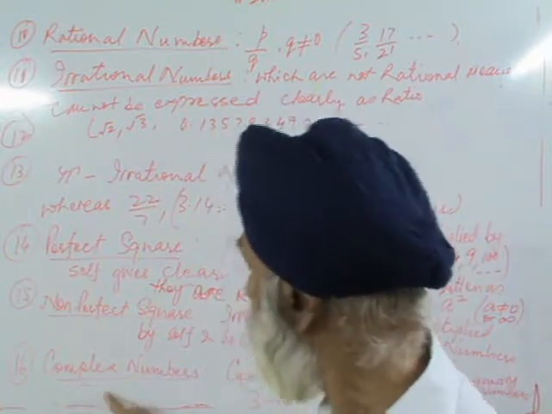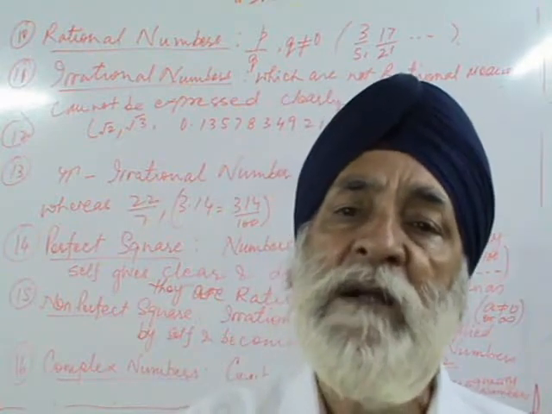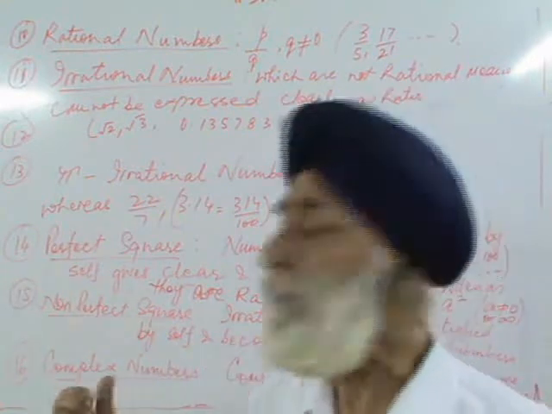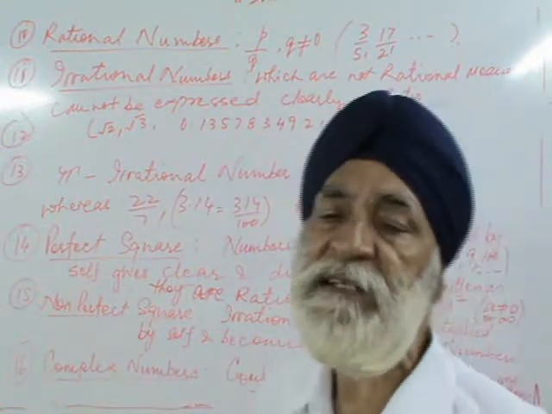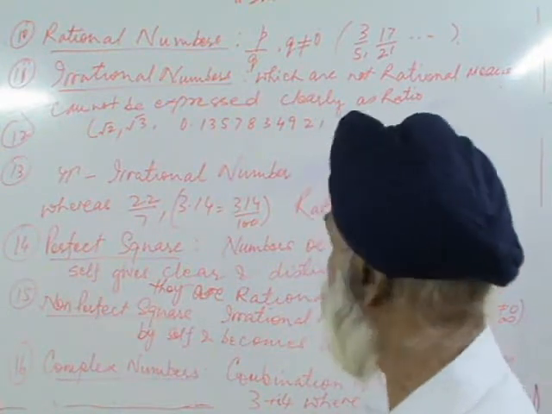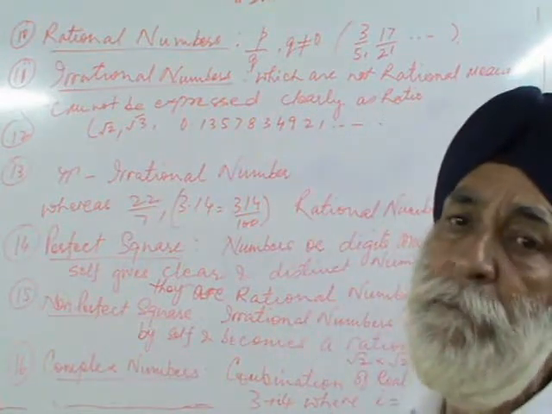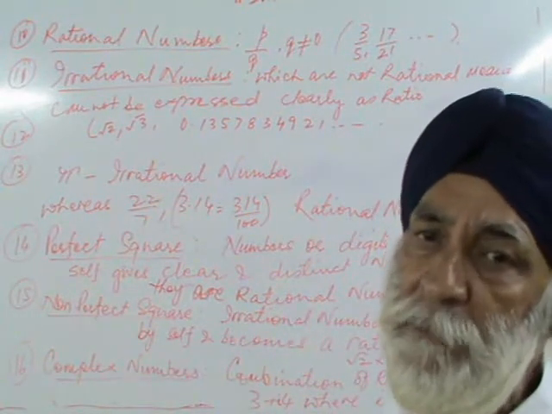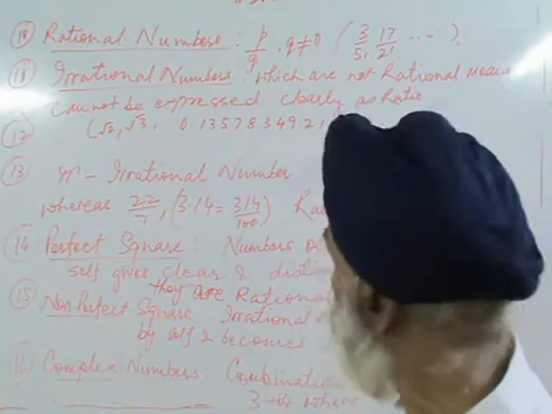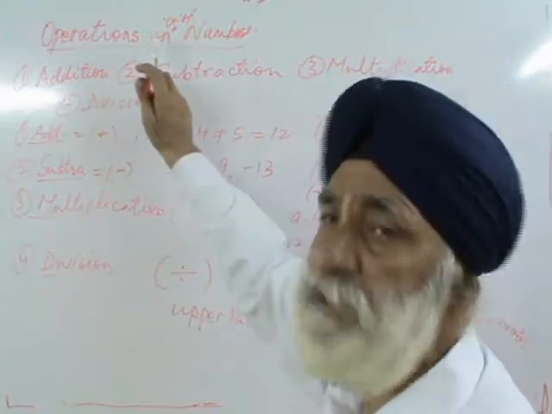A complex number is a number which is a combination of a real, or countable or distinct number, and an unreal or imaginary number. It could be written as 3 plus i4, where 3 and 4 are the countable digits, but i is root of minus 1. So this forms the imaginary part and this is the real part.